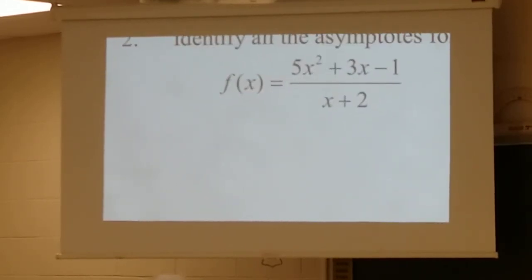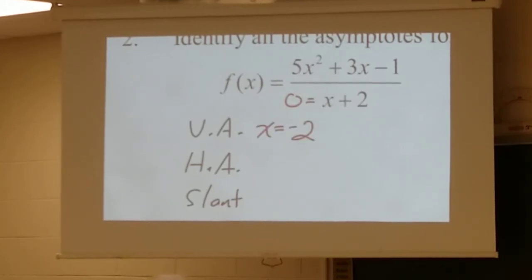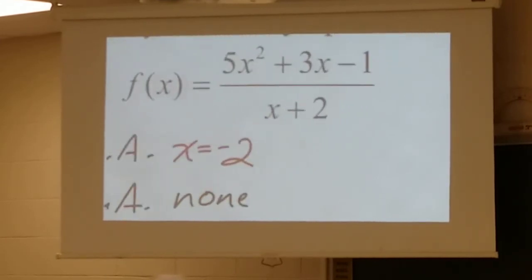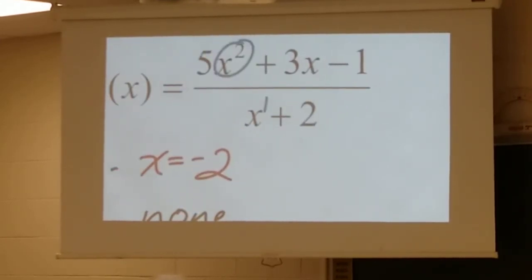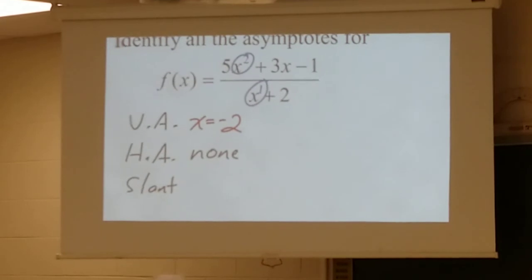But maybe there's something over here. Maybe there's a vertical, a horizontal, or a slant. Okay, now again, the vertical should be pretty easy. It's all about the denominator. -2 is that bad number. There's no horizontal asymptote because this time the top is greater. In fact, it's 1 greater.